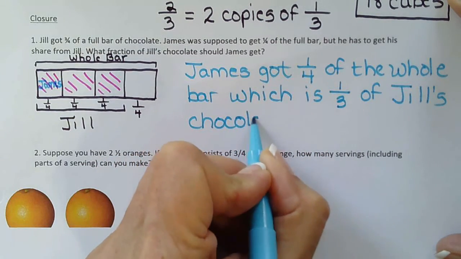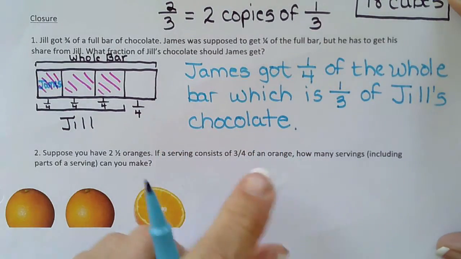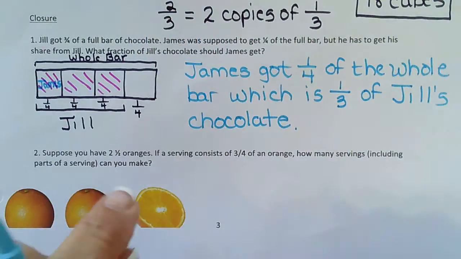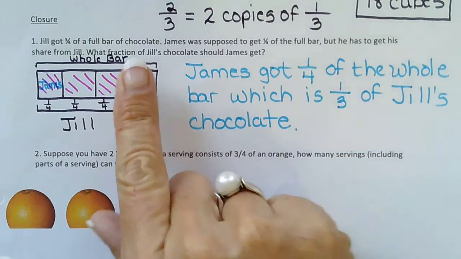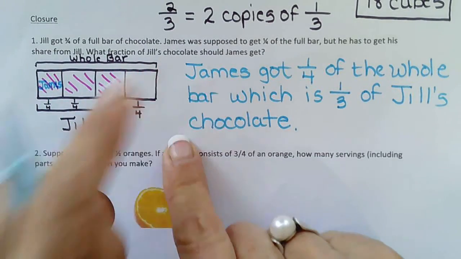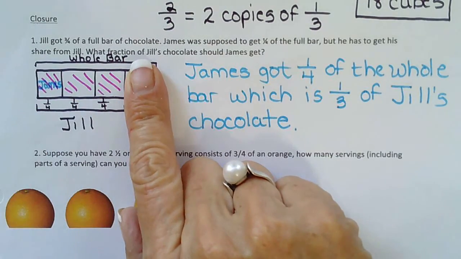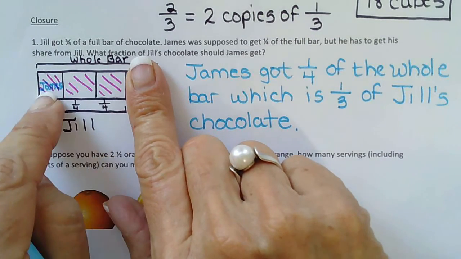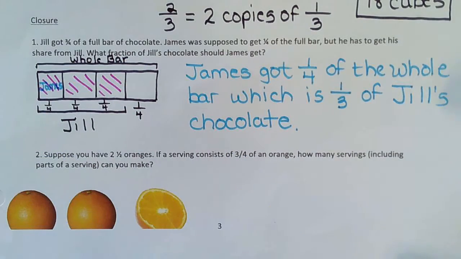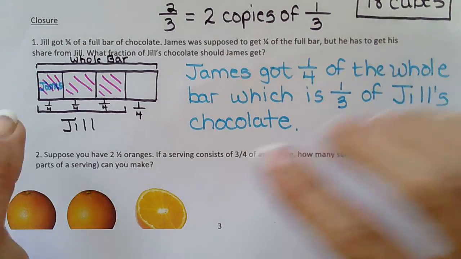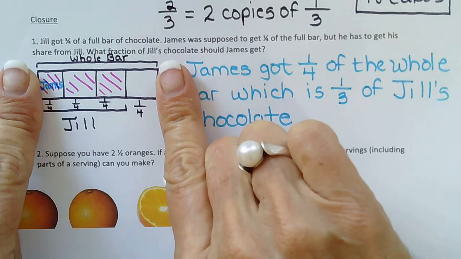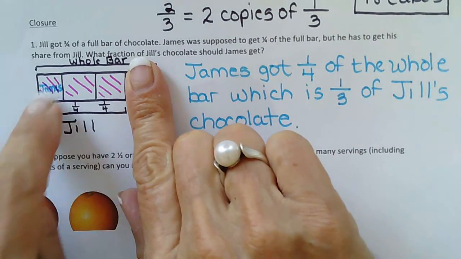So this shows you how things change depending on what's the whole. If the whole bar is the whole, James got 1/4. But if Jill's bar is the whole, because it says what fraction of Jill's bar, then he got 1/3. So he got 1/4 of the whole bar, but he got 1/3 of Jill's chocolate. I love that problem. Love it. And there's one like that on the test. I just think it's really neat because his fractions change depending on what you call the whole. If you call this the whole, he got 1/4. If you call this the whole, he got 1/3.